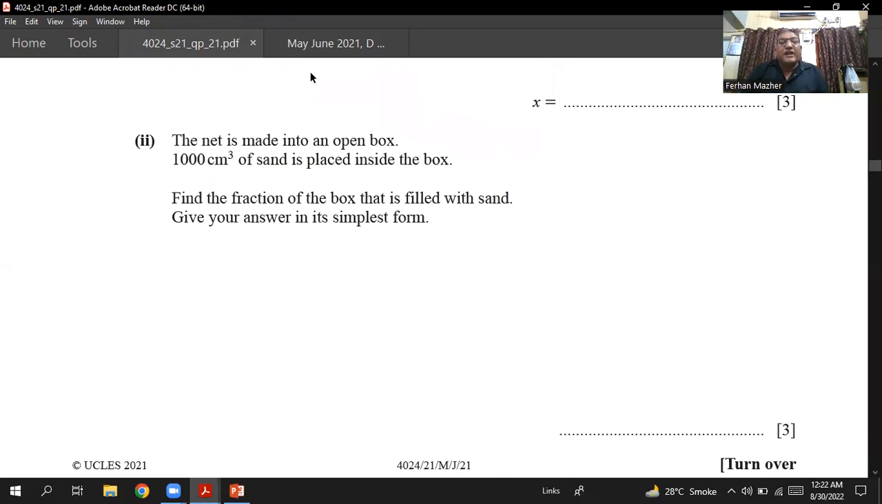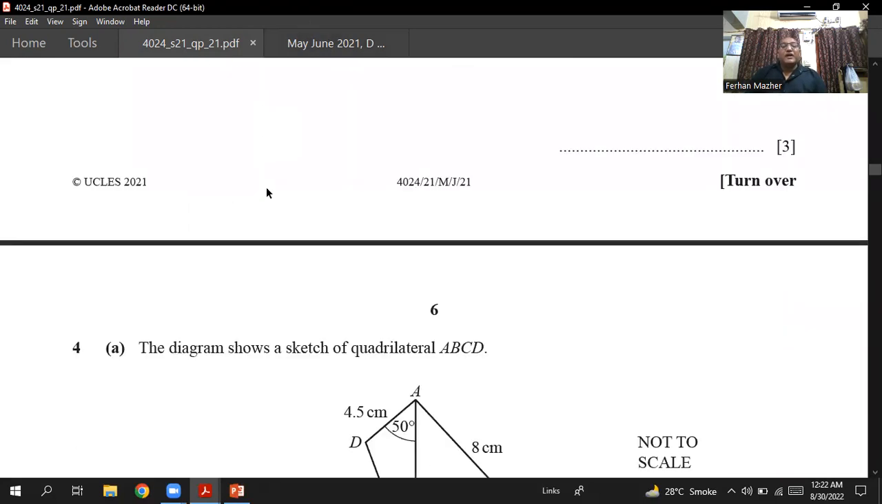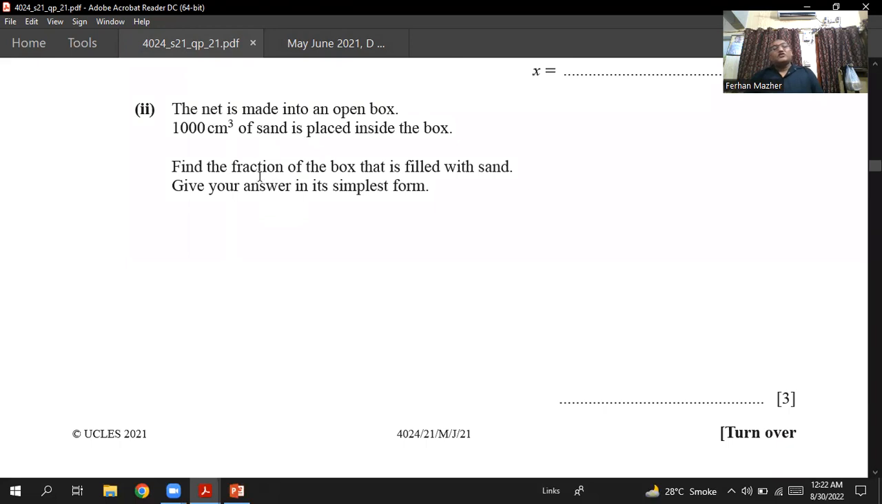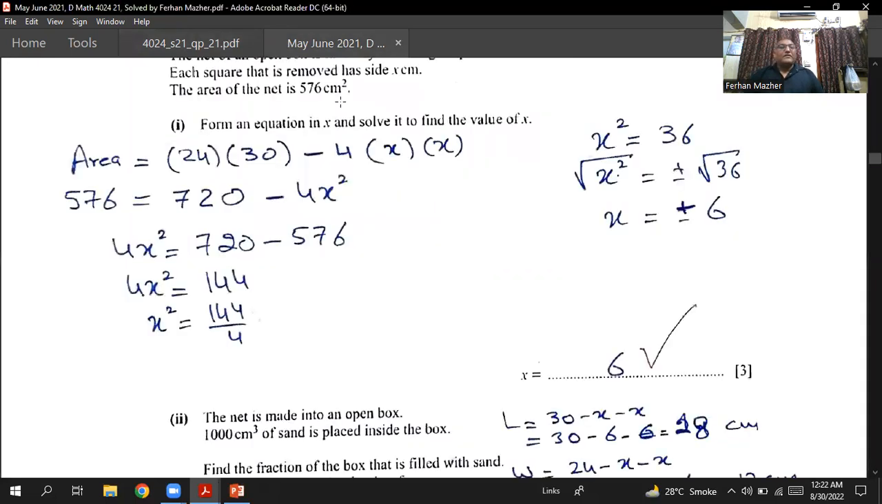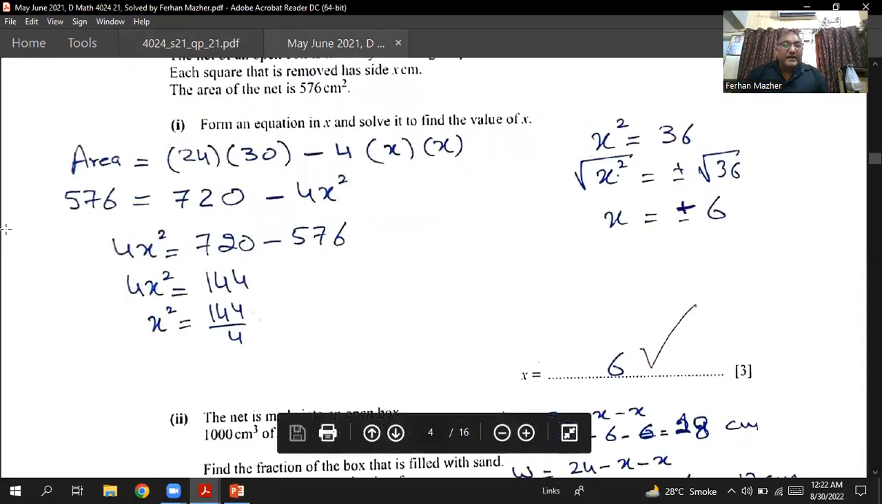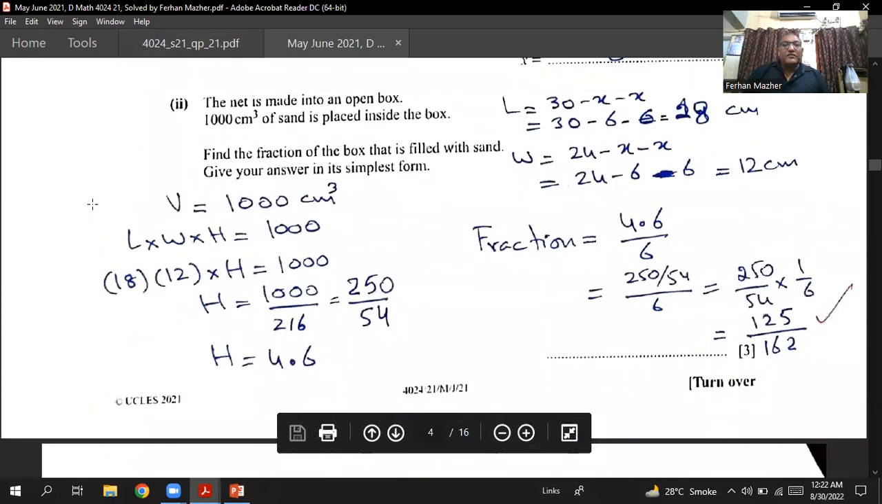It says the net is made into an open box. 1,000 centimeters cubed of sand is placed inside the box. Find the fraction of the box that is filled with the sand. Give your answer in the simplest form, and it's a 3-mark question. So I will go to that question where I've solved it. Okay, here we go.